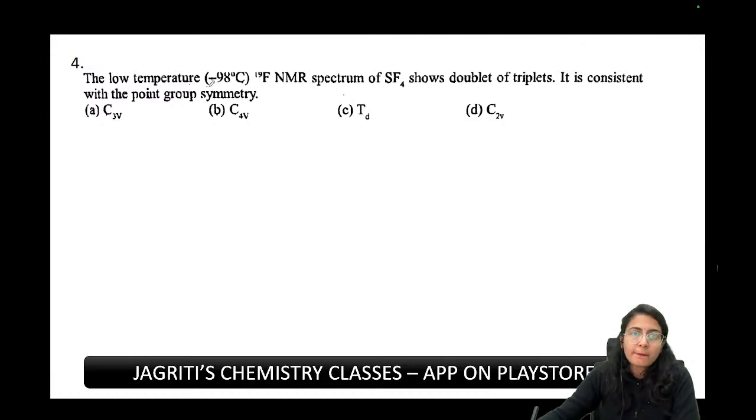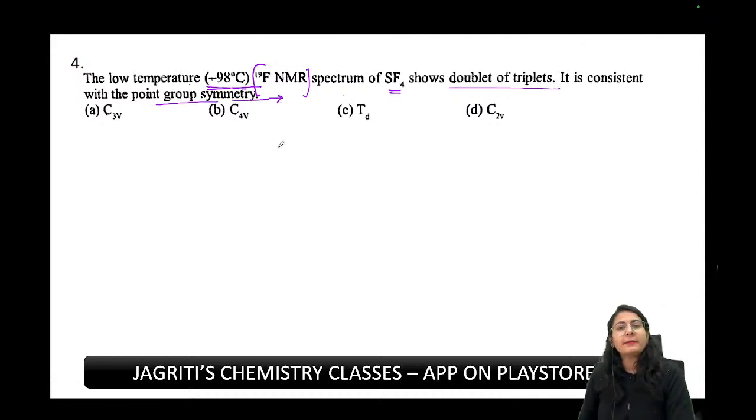The low temperature, minus 98 degree centigrade, 19F NMR spectrum of SF4 shows doublets of triplets. It is consistent with the point group symmetry. So here there are two questions in one question. It is asking you the point group as well as the 19F NMR also.